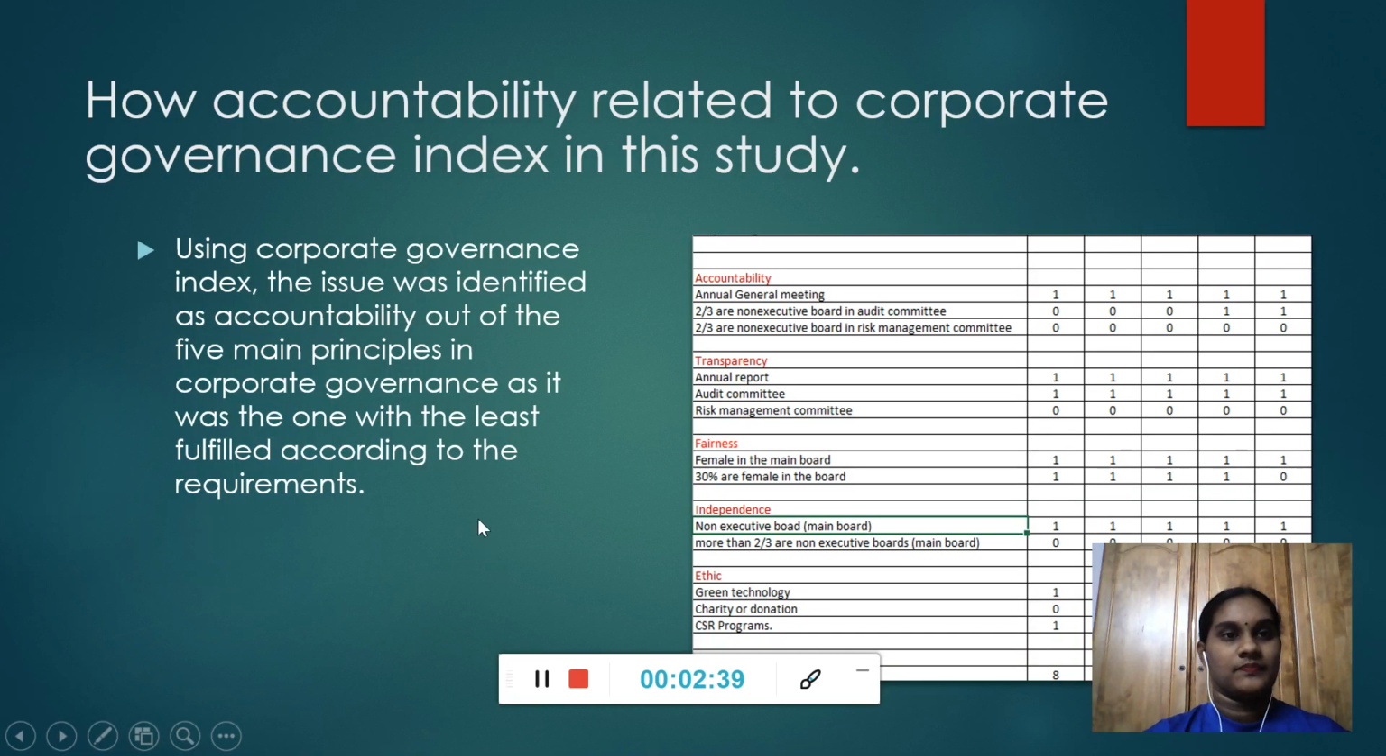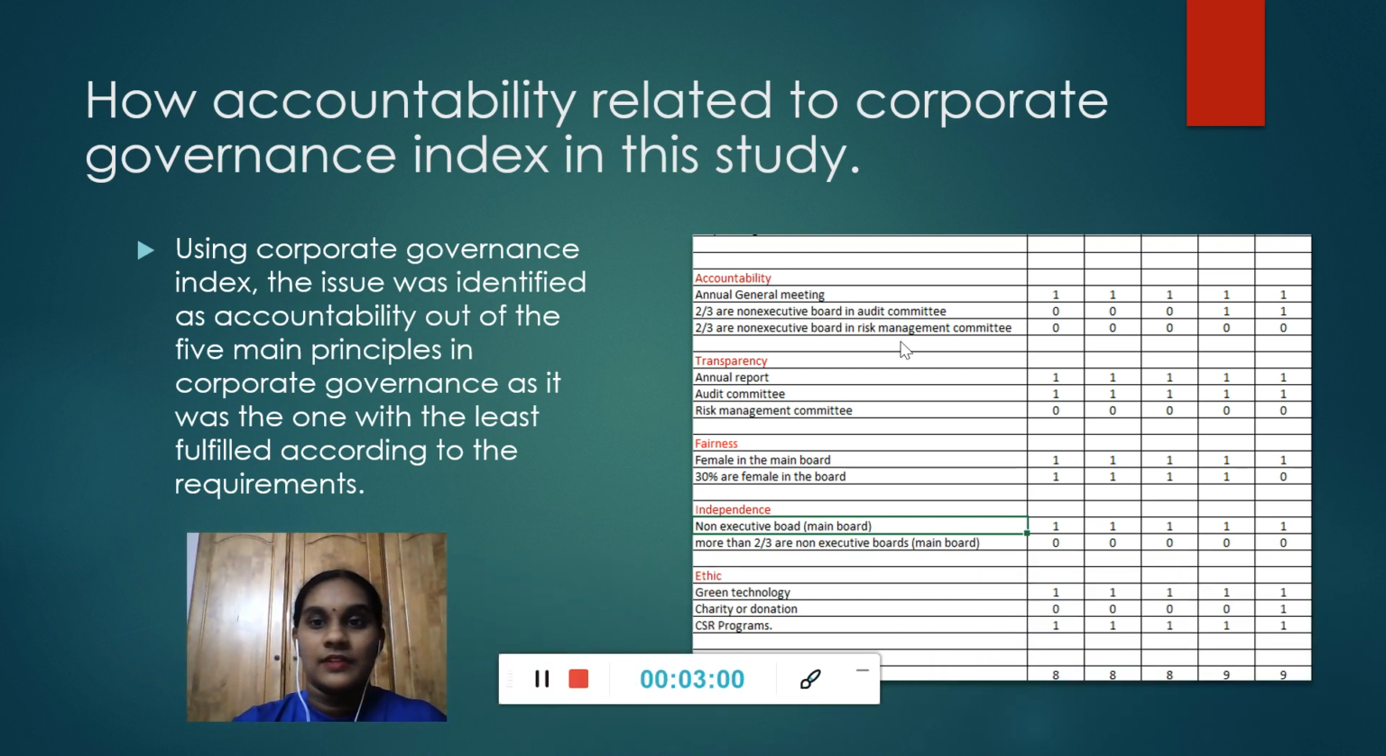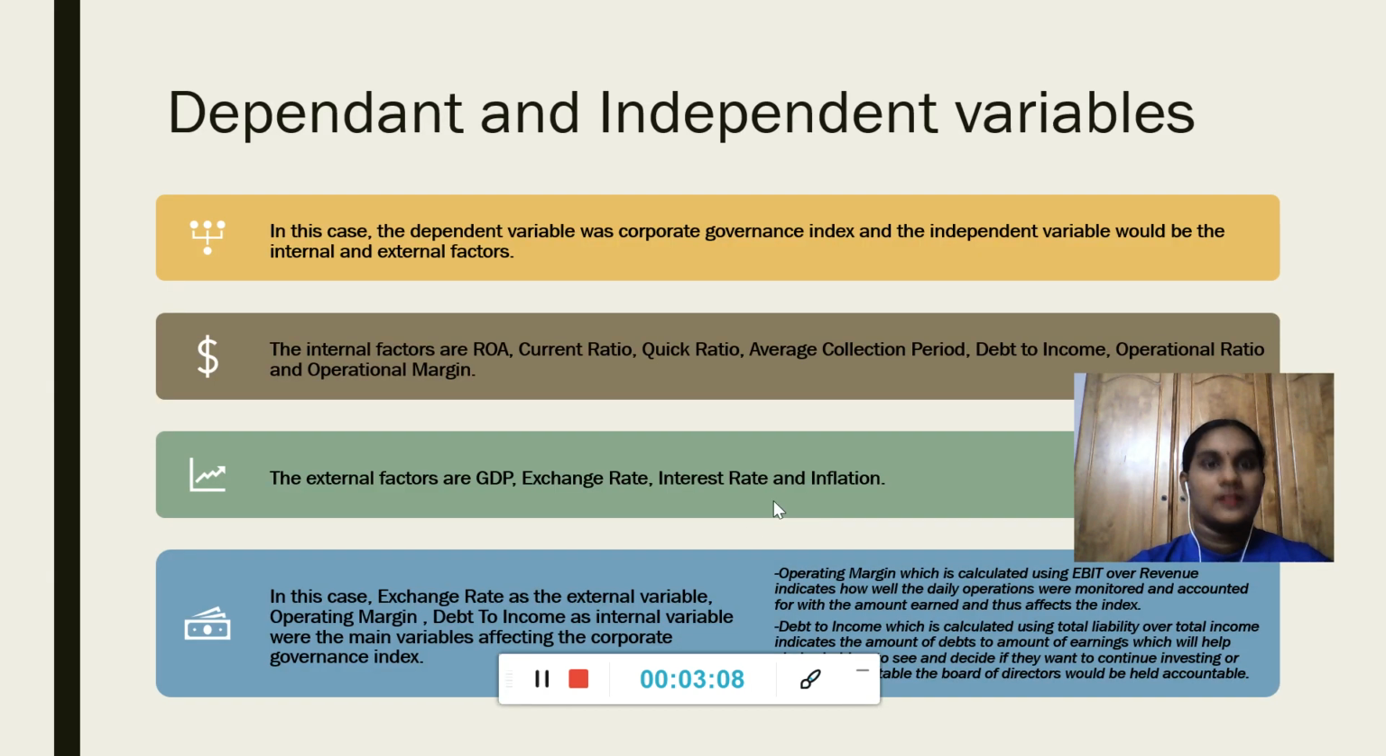Moving on. Here I'm going to explain how accountability, my issue, relates to the corporate governance index in the study. Using the corporate governance index, the issue was identified as accountability out of the 5 main principles in corporate governance, as it was the one with the least fulfilled requirements. As you can see, according to all of these here, accountability has the least fulfilled requirement compared to the rest of the principles. That is why the issue was identified as accountability in the corporate governance index.